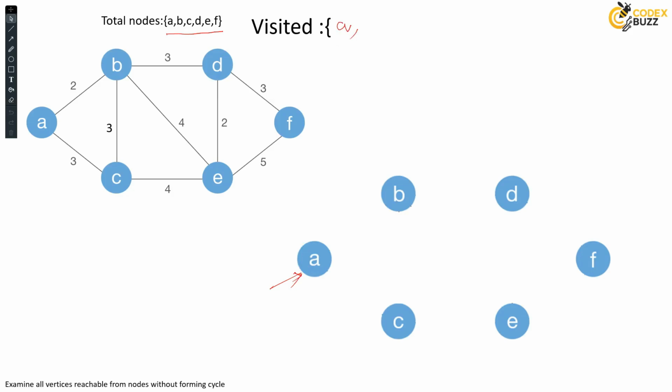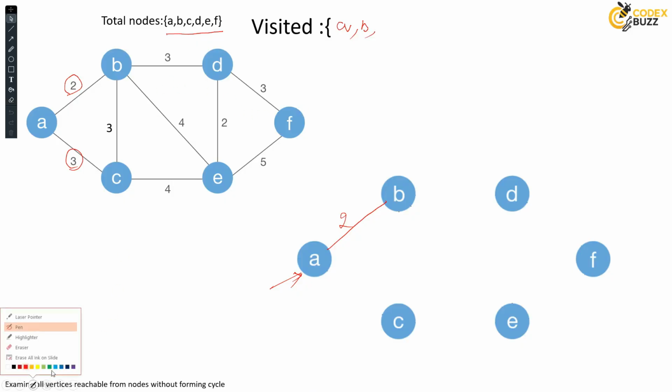Now we need to examine all the edges that connect the visited nodes to the unvisited nodes and select the minimum weighted edge, right? Here we have AB with weight 2 and we have AC with weight 3. Out of 2 and 3, 2 is the minimum weighted edge. So I am selecting this 2 and marking B as visited, right? Repeat the process. So examine all the edges that connect the visited nodes to the unvisited ones and select the minimum weighted edge.